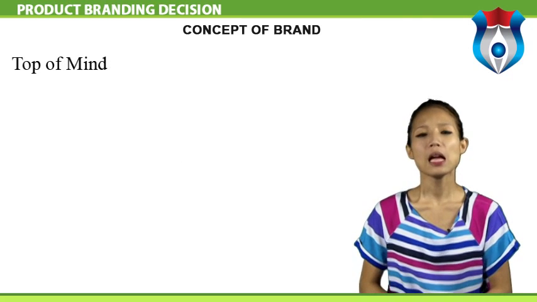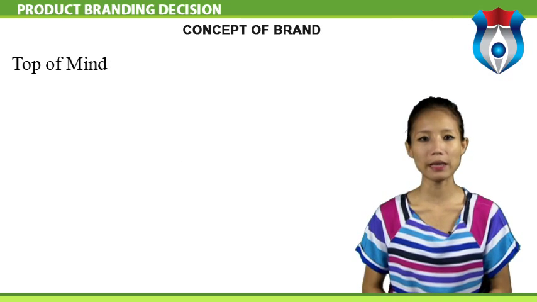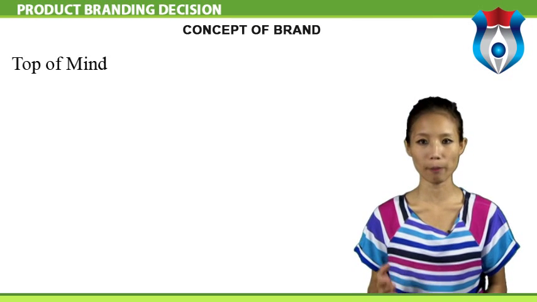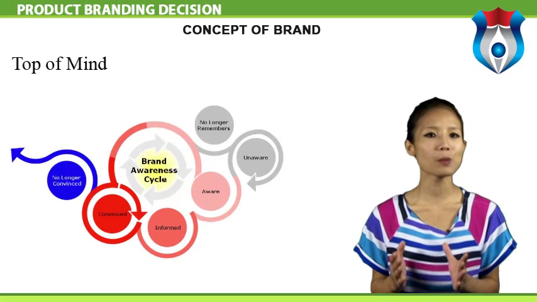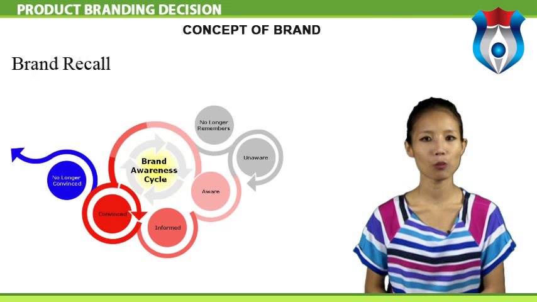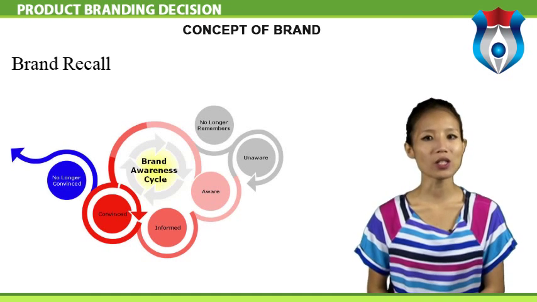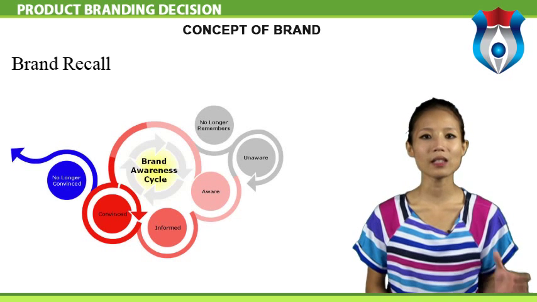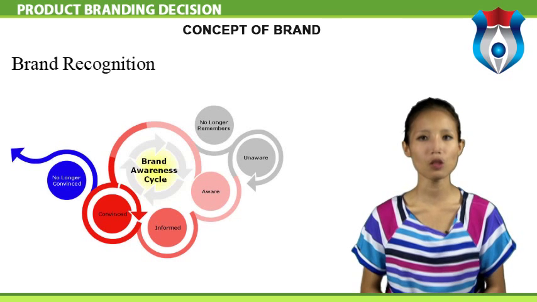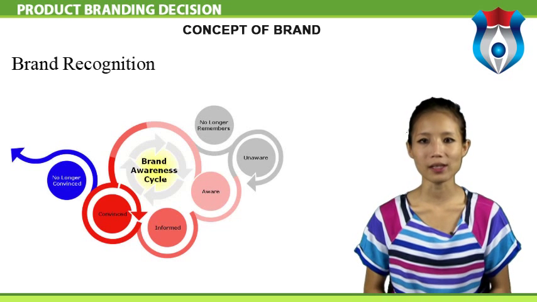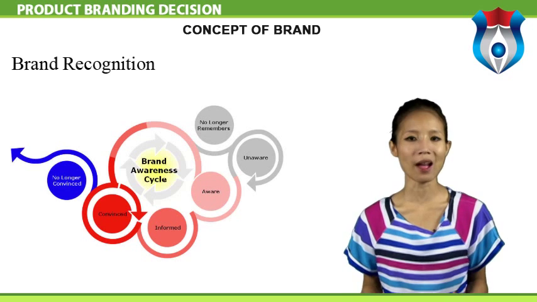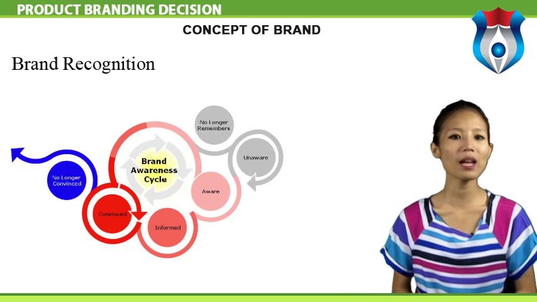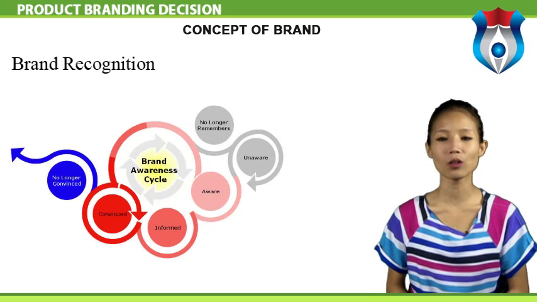Top of mind. If a brand has a top of mind level of awareness, then the brand is the first brand which comes into the mind of the consumer within a specific product category. Brand recall. The brand is a spontaneous name in the product category, but it is not the first brand that is mentioned. Brand recognition. With this level of awareness, the consumer only recognizes a brand and which product category it belongs to when the consumer is prompted by some external factors.